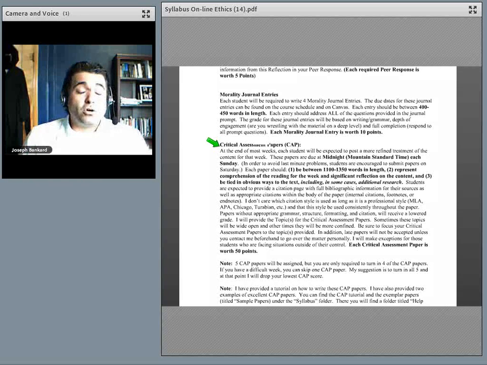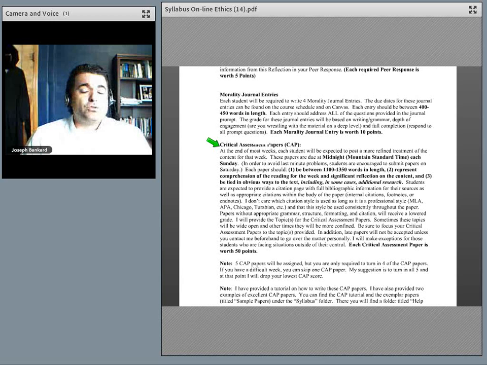I've posted an instructional video for these CAP papers. You already saw it on Canvas. Watch that instructional video. It will give you a lot of detail about this. There's a rubric on Canvas that tells you how I'm going to grade these and what's important to me as I'm reading them. Make sure you look that over, okay?